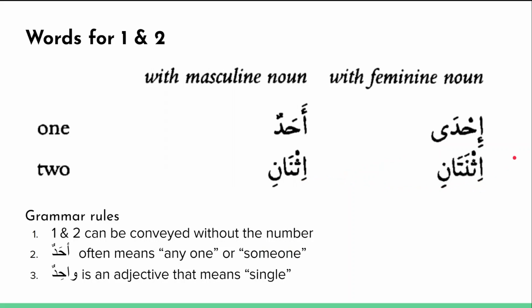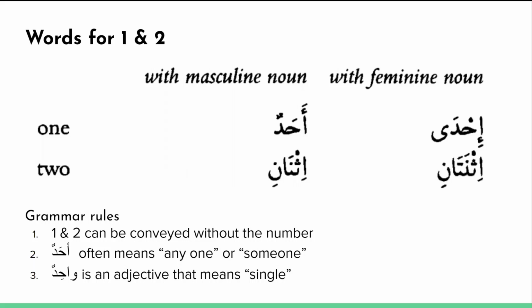Now, as it turns out, these words are actually not as common as you might think, and that is because the numbers 1 and 2 can be conveyed without using these words whatsoever. How do you do that? Well, remember in Arabic, you change the noun depending on if it's singular, dual, or plural. So if you use the singular form, it automatically means one item. And if you use the dual form, it automatically means 2 items.